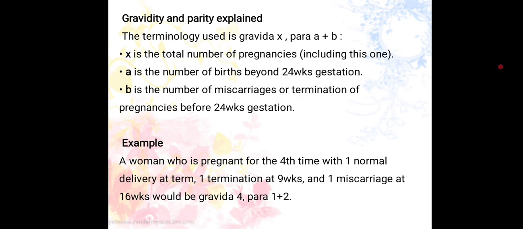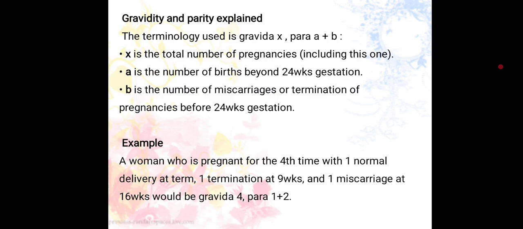X is the total number of pregnancies, including this one, regardless of duration of pregnancy. Is the total number of pregnancies, تمام? Regardless of outcome. Para A is the number of births beyond 24 weeks of gestation, beyond viability. Plus B is any pregnancy terminated before 24 weeks of gestation, which can include ectopic pregnancies, miscarriages, and molar gestation or trophoblastic disease. Any pregnancy terminated before viability.